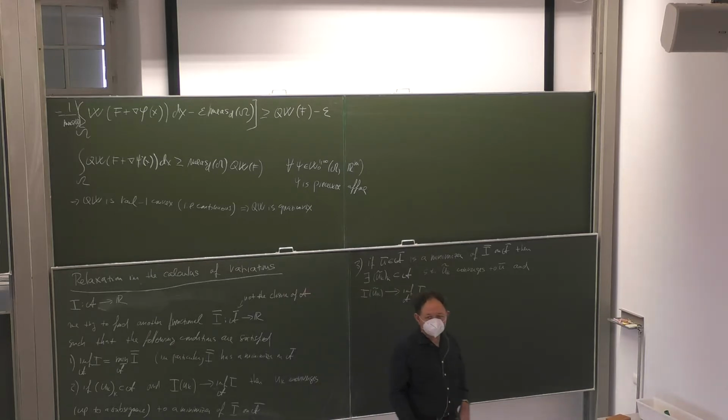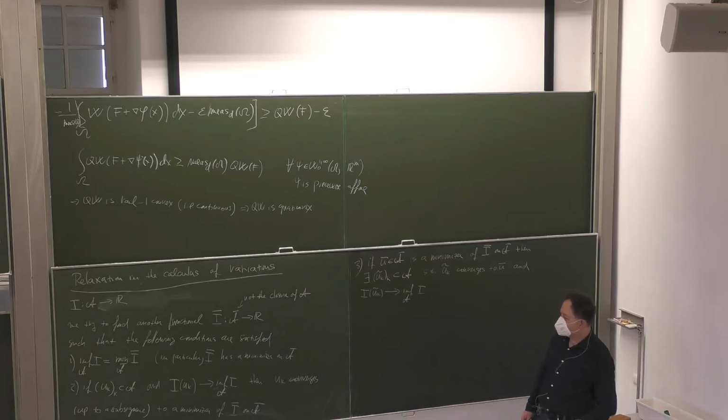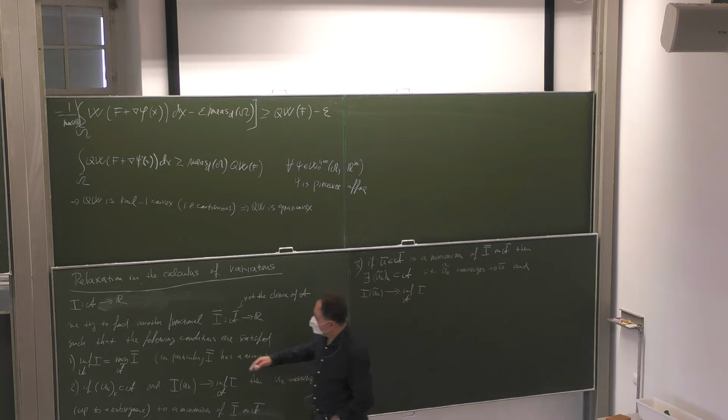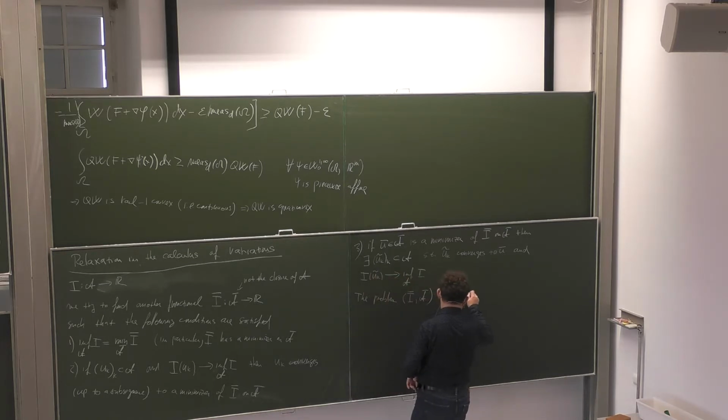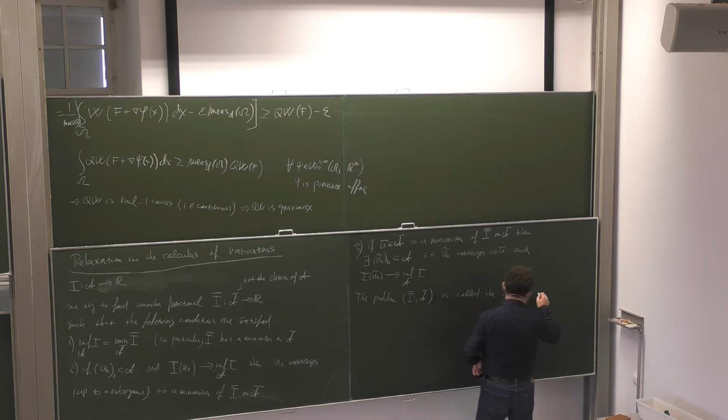And that's it. And if I can find a function I bar like that, so the problem which is defined by I bar and A bar is called the relaxation of the problem I and A.